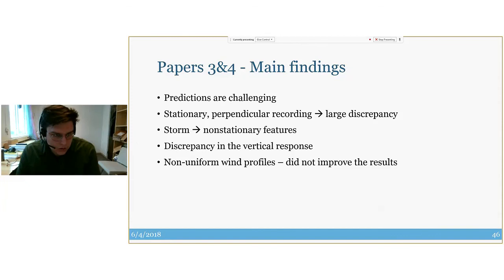So the main findings from here are that the predictions are challenging. We observed large discrepancy for even a stationary perpendicular recording. We also observed some non-stationary features for the storm, and these should be investigated further, maybe. We saw high discrepancy in the vertical response, and this also should be investigated. Why is this happening? And also, we tried to include the non-uniform wind profiles in the predictions, but this did not improve the results significantly.